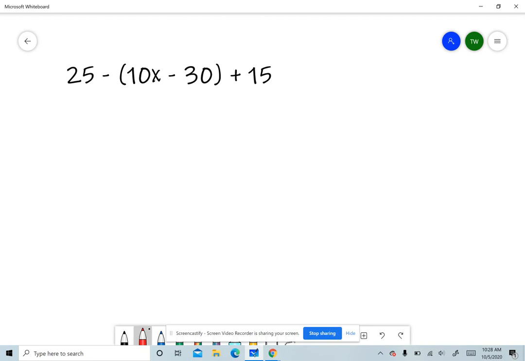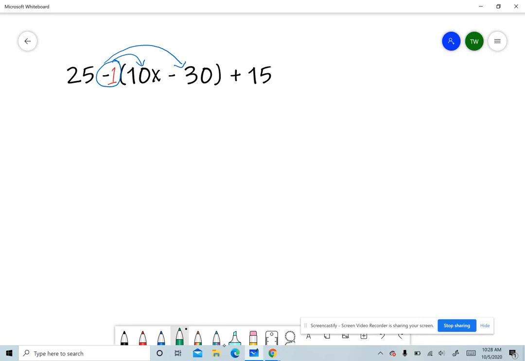So there's actually an imaginary 1 that you can put directly in front of your parentheses anytime there's not a number. So then what's going to happen is this -1, and you have to take the sign with it, is what will be distributed to both the 10x and to the -30. Remembering that you always take the sign in front with the value.